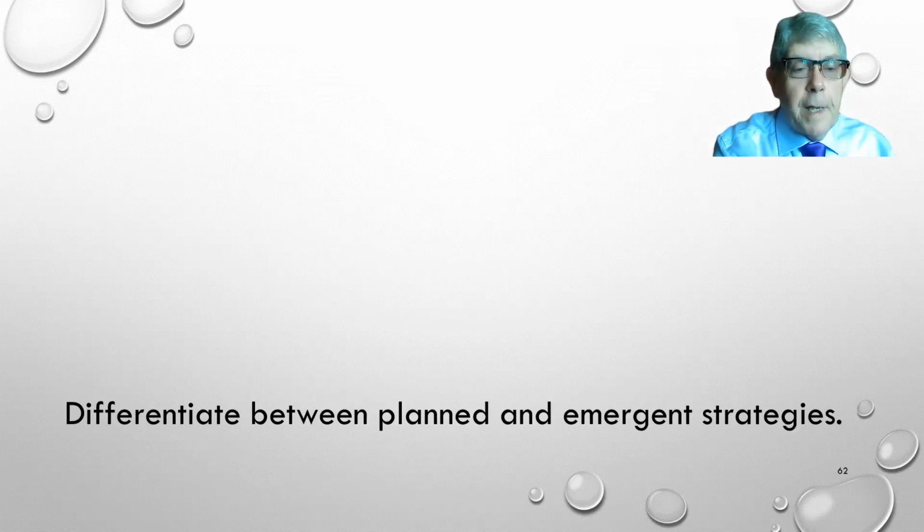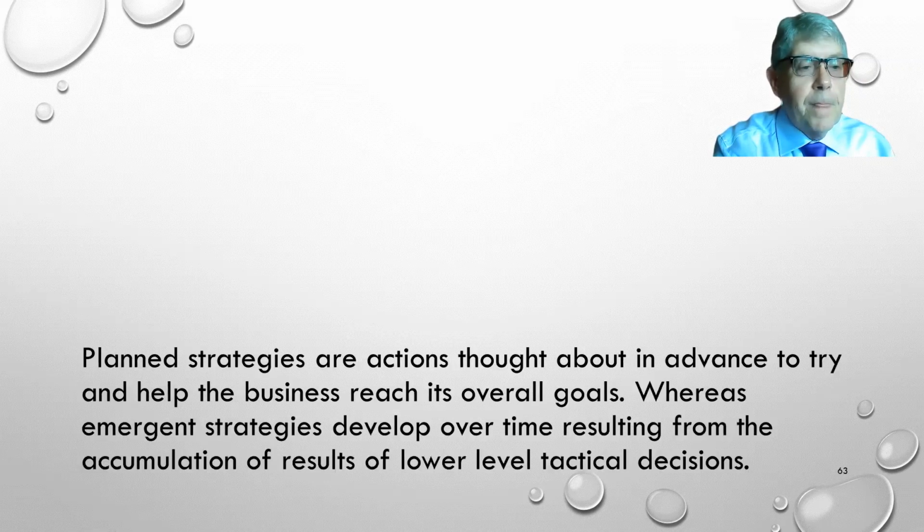Differentiate between planned and emergent strategies. Planned strategies are actions thought about in advance to try and help the business reach its overall goals, whereas emergent strategies develop over time, resulting from the accumulation of results of lower level tactical decisions.